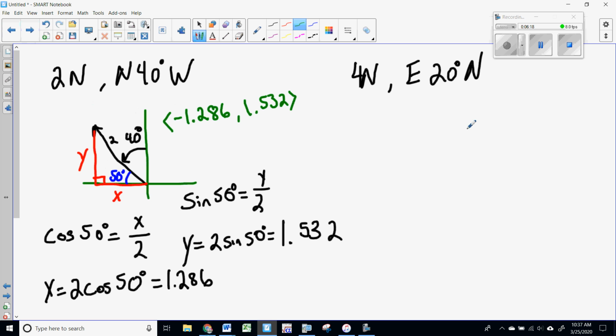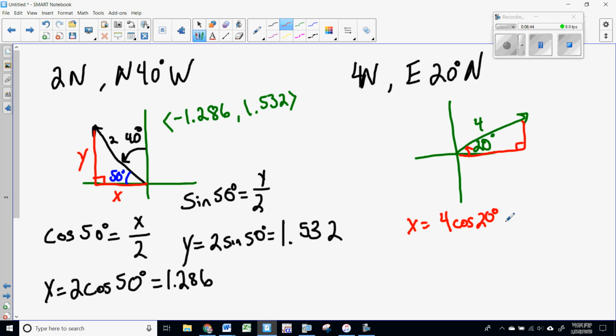So if I go to the next one here and I draw this vector, east, 20 degrees north, 4, here's 4, here is 20. Once you draw that vector and you get the picture drawn correctly and you have your angle to the x-axis, it's always going to be the same thing. My x is just 4 cosine of 20. My y is just 4 sine of 20.